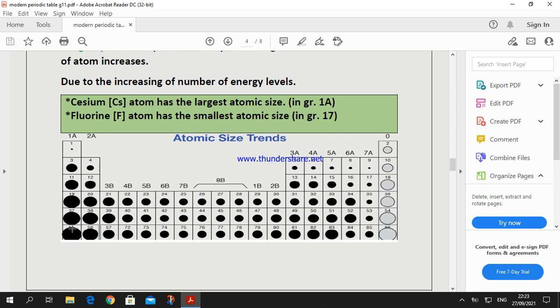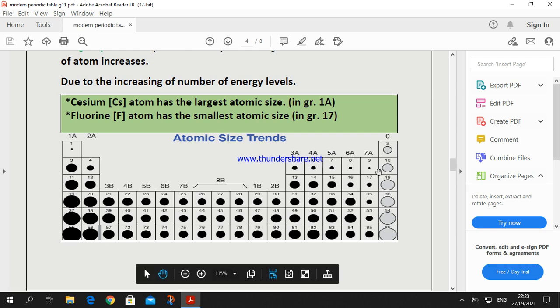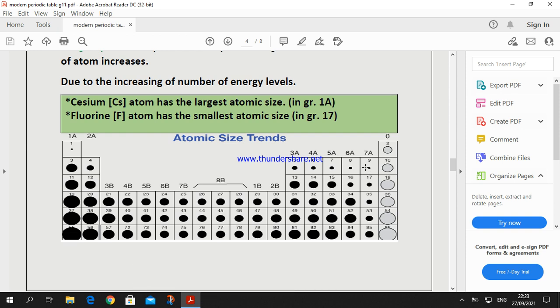According to this information, we find that the cesium atom, located in group 1A, has the largest atomic size in the table, while the fluorine atom, located in group 17, has the smallest atomic size or smallest atomic radius.